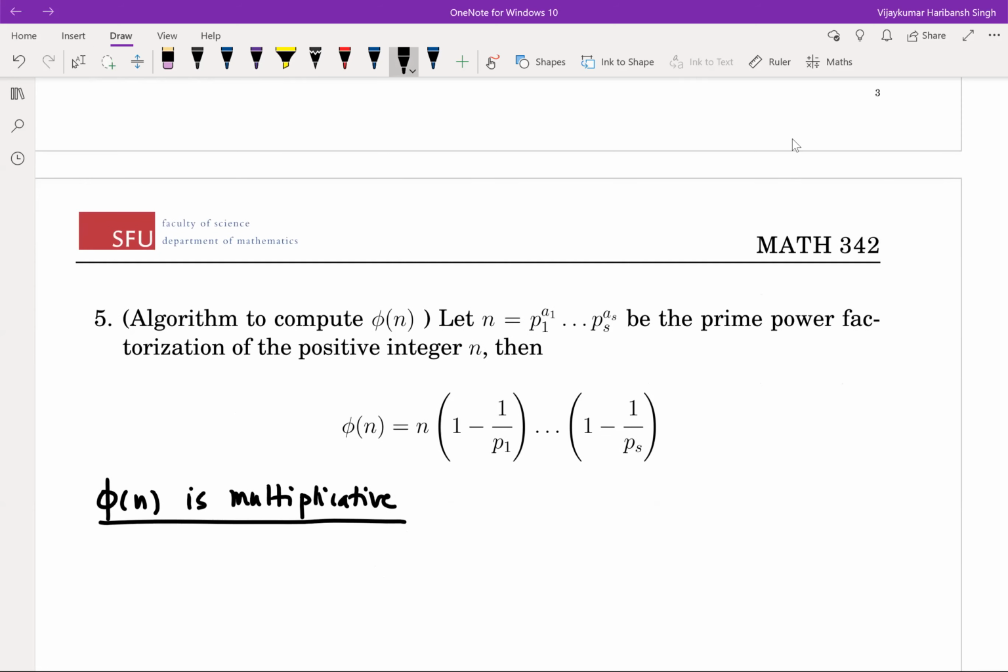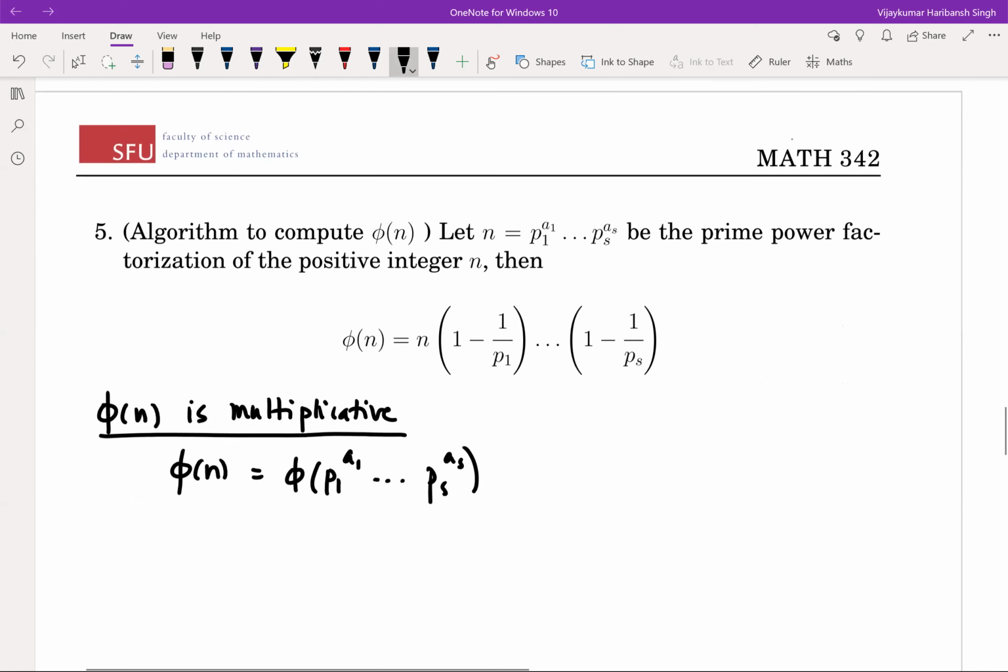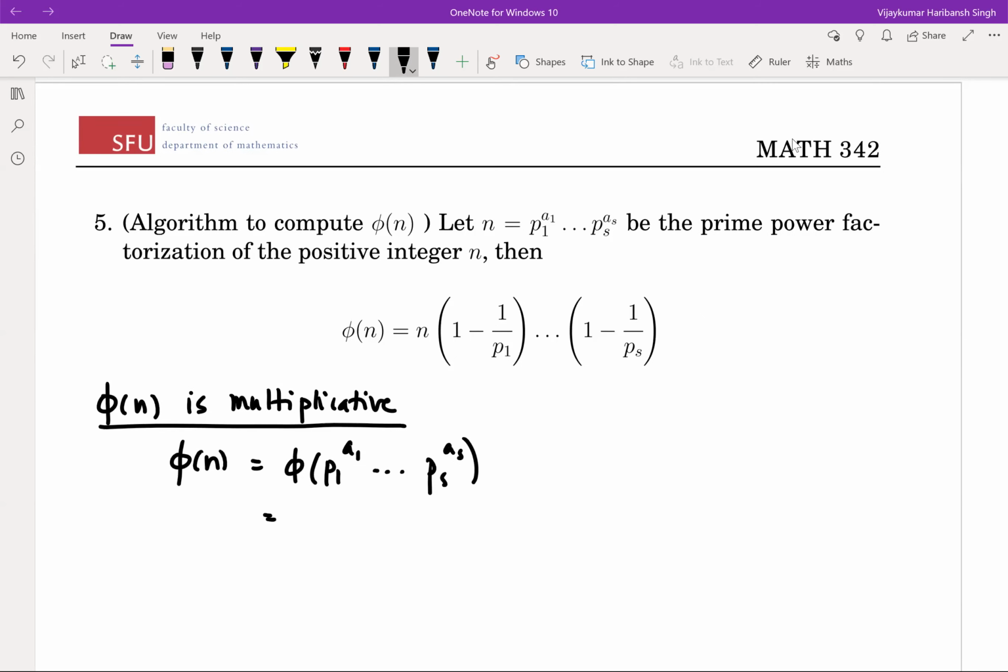That means phi of n equals phi of p1 to the power a1, ps to the power as. Now, that is just an expression. We haven't used the multiplicativeness yet. So let's use the multiplicative property of the function. That is going to be phi of p1 to the power a1, ps to the power as.